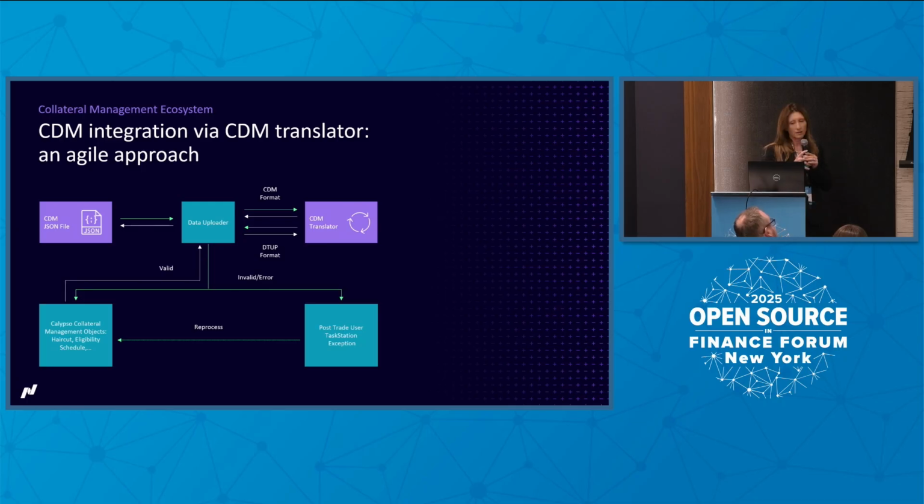Right, so we are starting with eligibility because it sounded like a very useful use case with a small footprint, but we are planning other steps in the collateral management function.